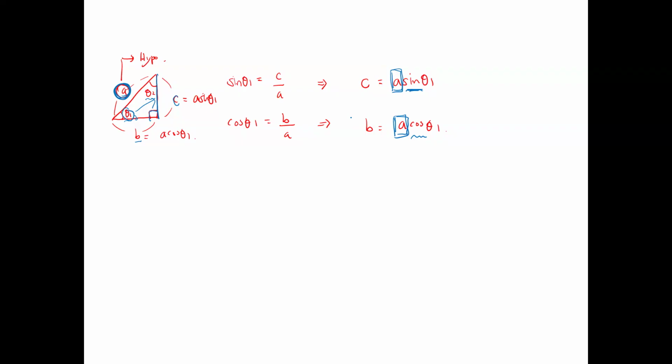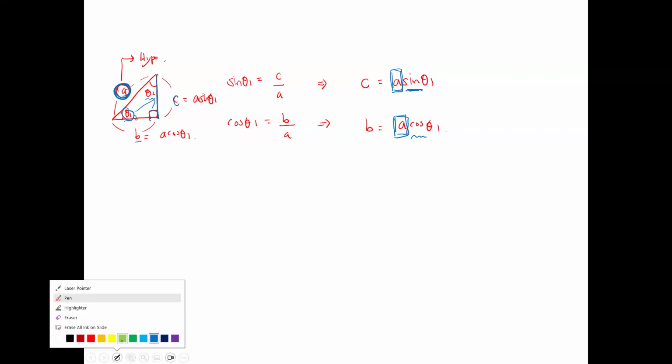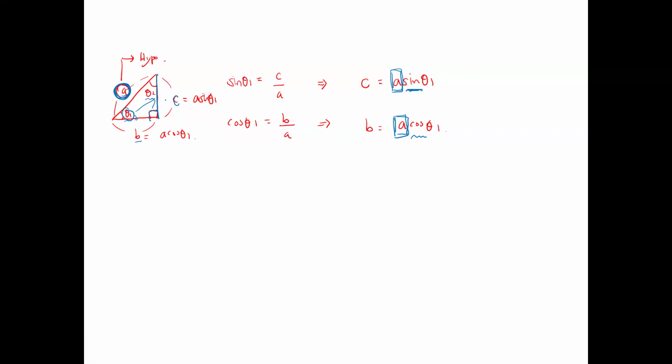Now you may have a question like this: what if I choose theta 2? Then what will happen? Let me see. If you choose theta 2, you see here, line C is adjacent to theta 2. In other words, line C is adjacent to theta 2 or opposite to theta 1. So if you choose theta 2, it is always hypotenuse first, and then line C is adjacent to theta 2, so it's a cosine.